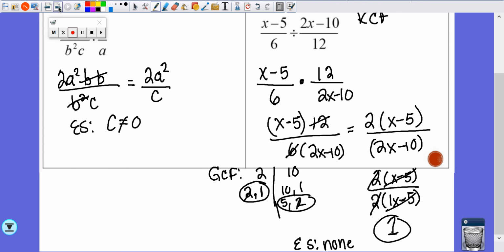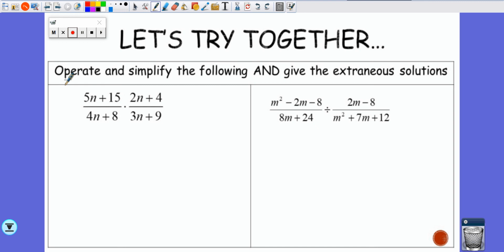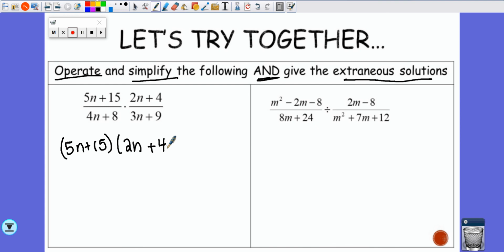Okay, so let's go to another one. It says the same thing: operate, simplify, and find the extraneous solutions. So we have another situation where we get 5n plus 15, and this is multiplication, so we know we need to put those binomials in parentheses so we can get one whole line.